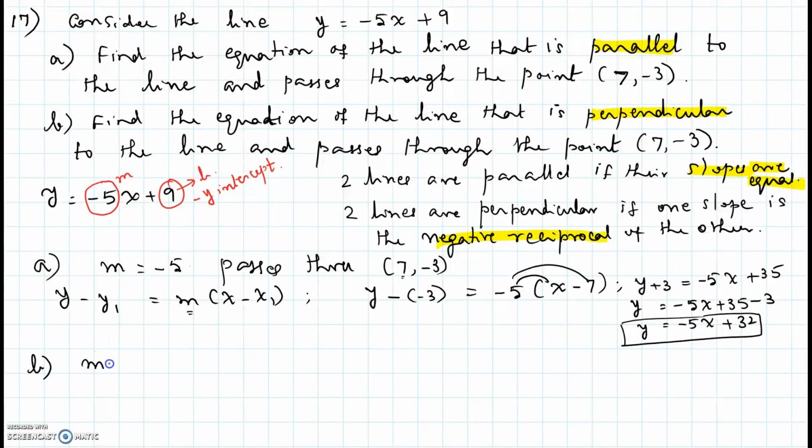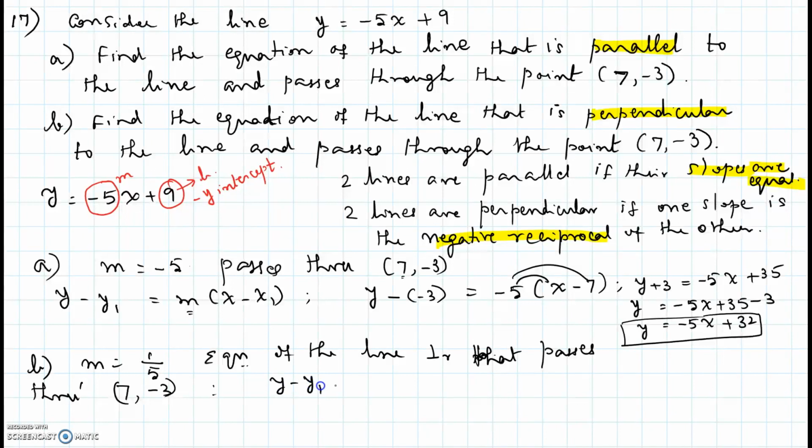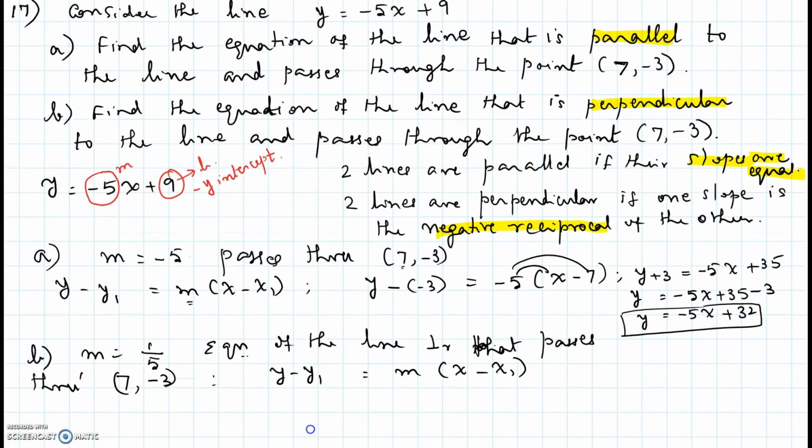Part B. Here the slope is the negative reciprocal of the given one. As the given one has a slope of negative 5, it can be considered as negative 5 over 1. So the negative reciprocal of that would be 1 over 5. So the equation of the line perpendicular to the given line that passes through (7, negative 3) is again y minus y1 equal to m times x minus x1, where (x1, y1) is the point (7, negative 3), and m is the slope. The slope is actually 1 over 5.